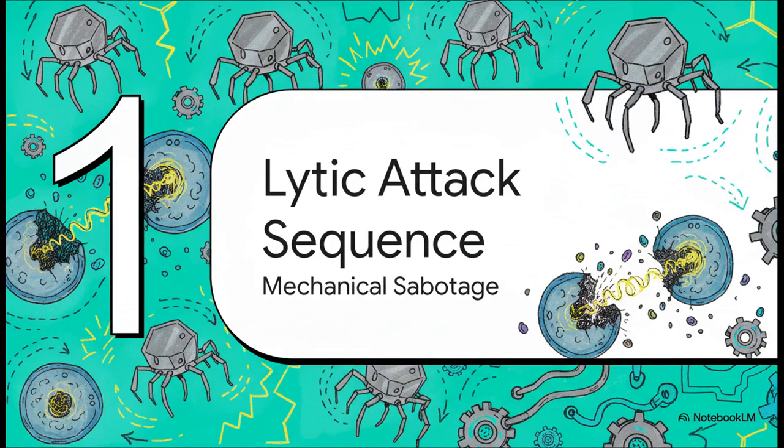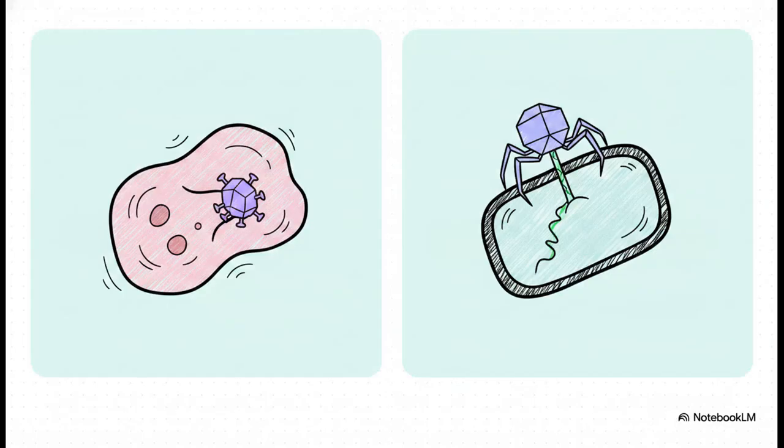Section 1. The lytic attack sequence, a mechanical sabotage. To really wrap our heads around bacteriophages, I want you to picture a rigid, metallic injection drone, kind of like a sci-fi lunar lander. Now, there's a stark contrast here with our previous lesson. Animal viruses physically enter and uncoat inside the host. But bacteriophages follow a strict no uncoating rule.